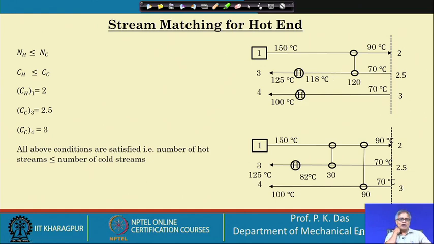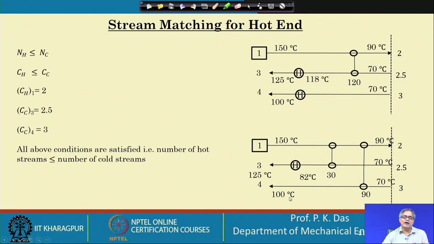I can go for an alternate solution. Let us say the hot stream 1 transfers heat with the cold stream 1. Again I have told that Teekoff methodology I have to use. I can see that the fourth stream can be totally heated with the help of the hot stream. So, I will heat it fully from 70 degree Celsius to 100 degree Celsius, and how much heat is needed we can find out.